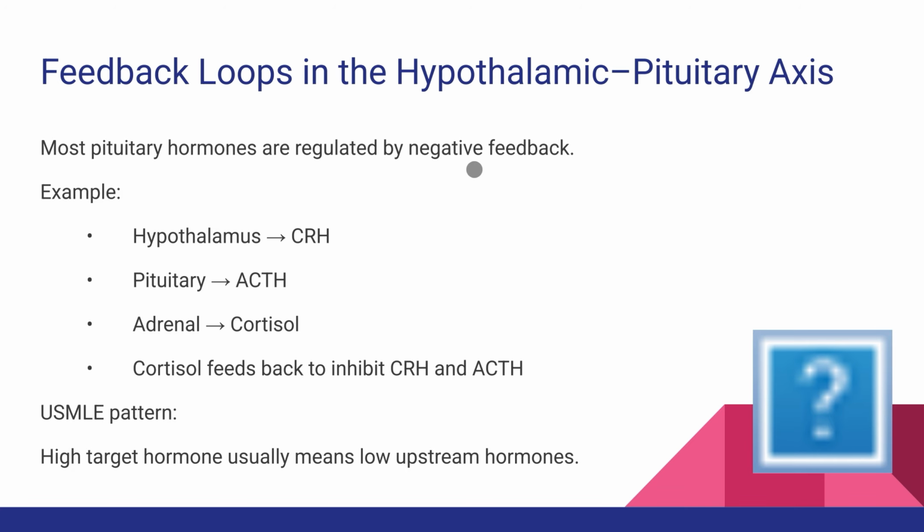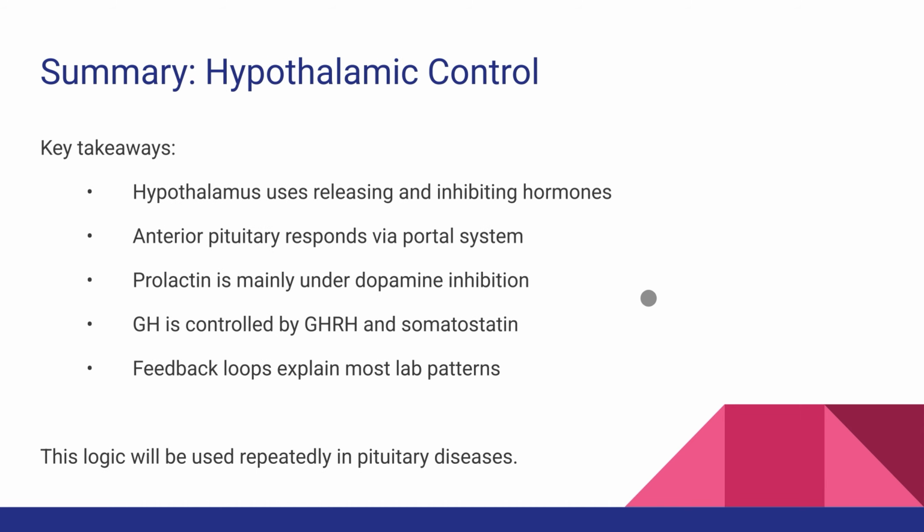Most pituitary hormones are regulated by negative feedback. High target hormone usually means low upstream hormones. In general, high target gland hormone levels suppress upstream hormones, and low target gland hormone levels increase upstream hormones. So when cortisol increases, it leads to decreased ACTH and CRH, and when cortisol decreases, it leads to increased ACTH and CRH.